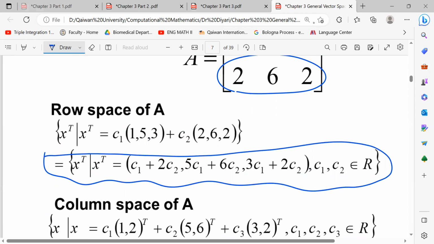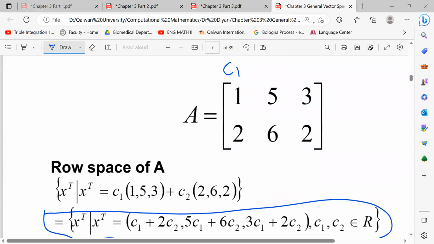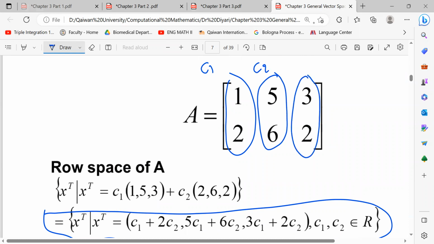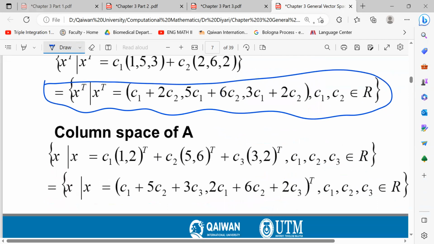Then to find the column space, what we do, we say C1 times this plus C2 times this and plus C3 times this. We have 3 C's here. In the previous one, in the rows, as you have 2 rows, you have 2 C's, but here we have 3 C's. Look, X is C1 times this transpose, because it's a column, we need to change it to a row. If we write it down in a row, we need to give a transpose to become this.